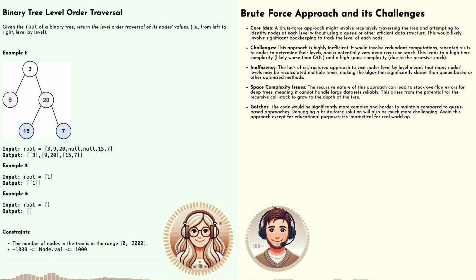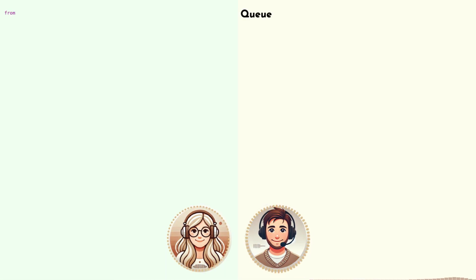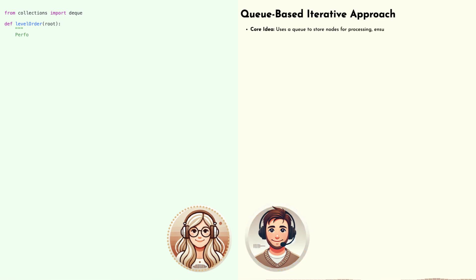What's the catch? Well, the thing is, without a systematic way to keep track of things, it's really easy to miss nodes or even visit them out of order, especially as the tree gets larger and more complex. So this brute force method, while appealing in its simplicity, could lead to some pretty messy code, potentially even some errors. Exactly. We need a more robust way to make sure we process all the nodes at a given level before we move down to the next one. So how do we achieve that?